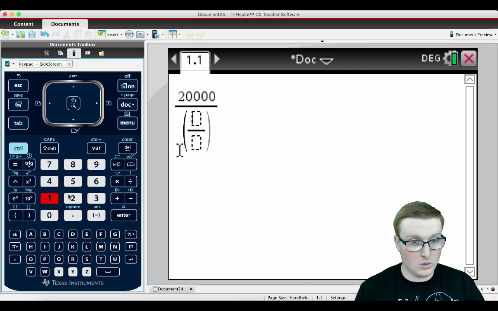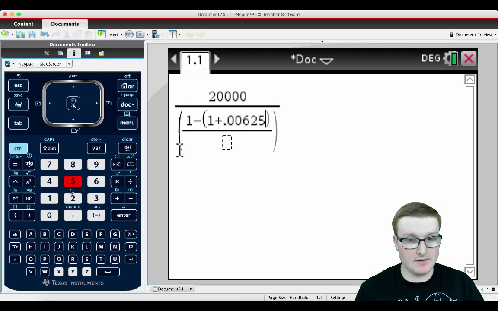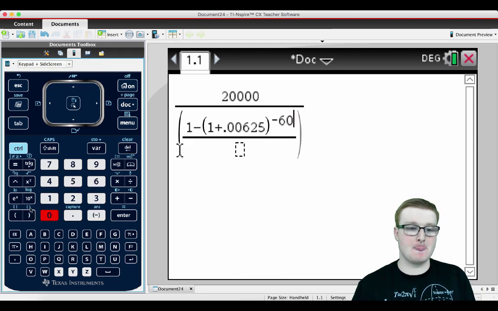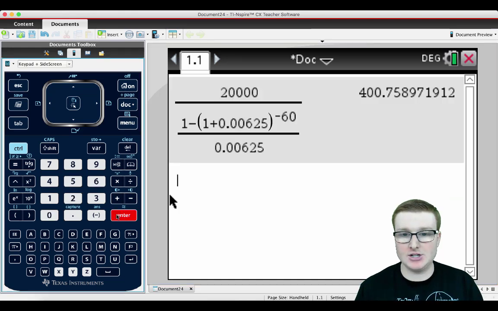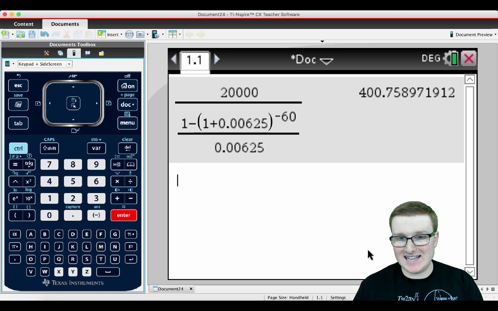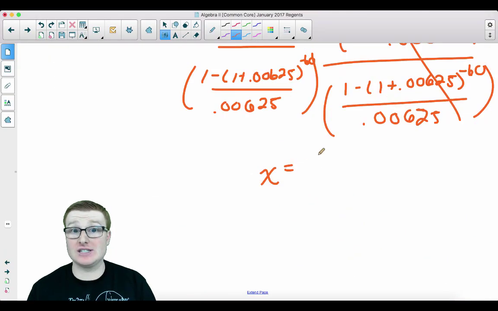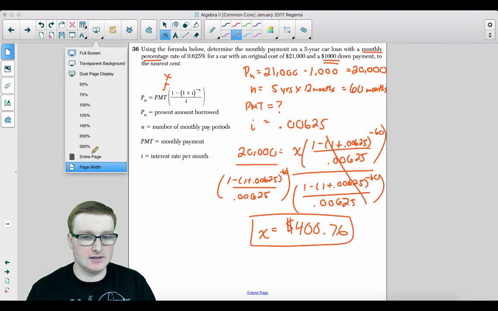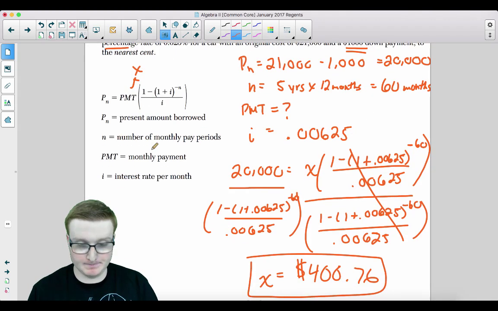Parentheses 1 minus parenthesis 1 plus 0.00625 raised to the negative 60th divided by 0.00625. Enter. 400.76. So the monthly payment to the nearest cent, $400.76. That's it. Done with that part. Now we got to move on to the other part.